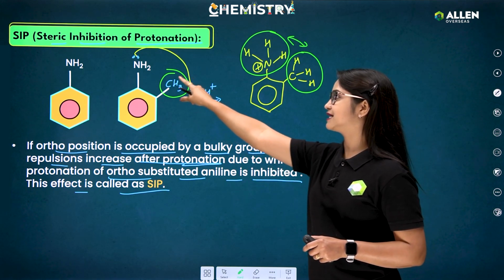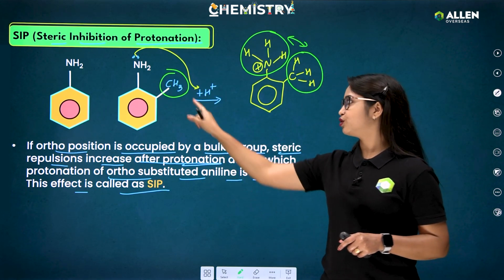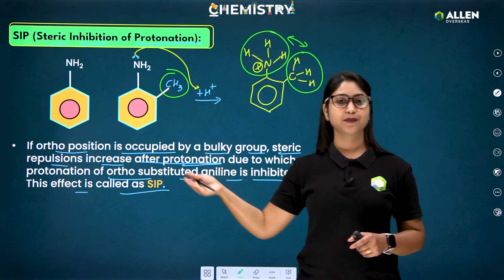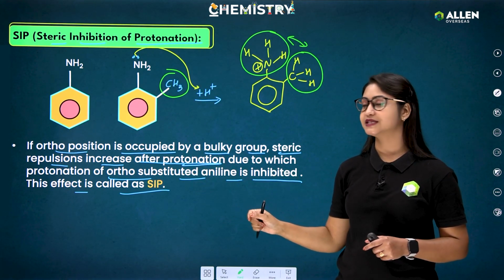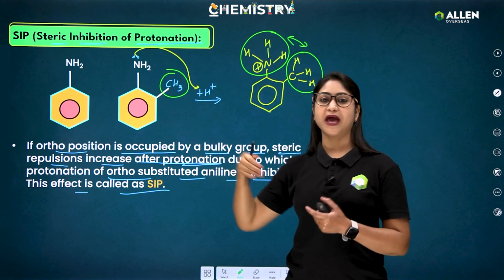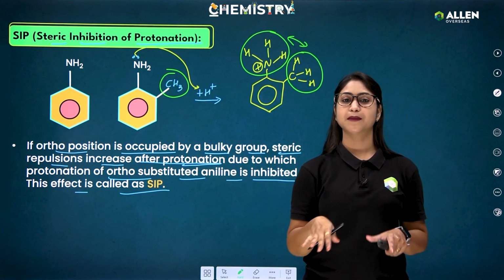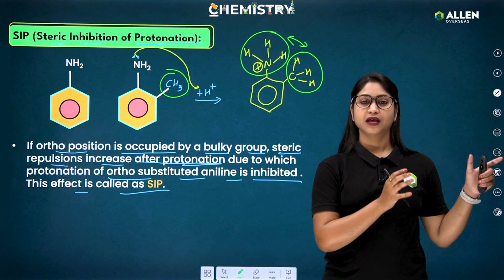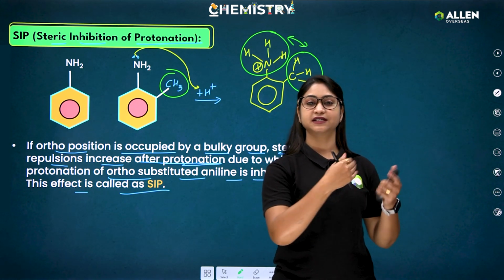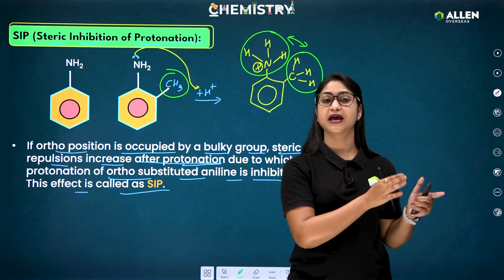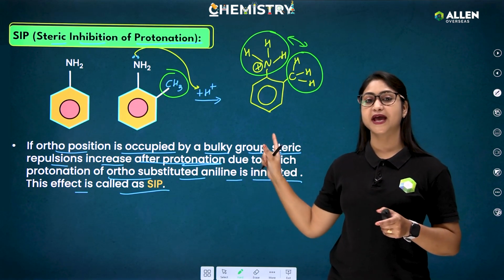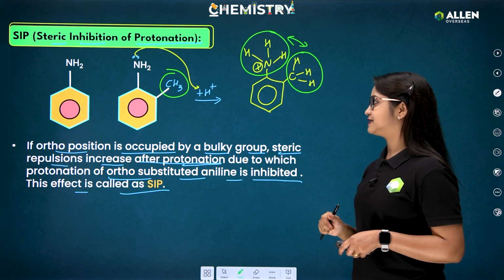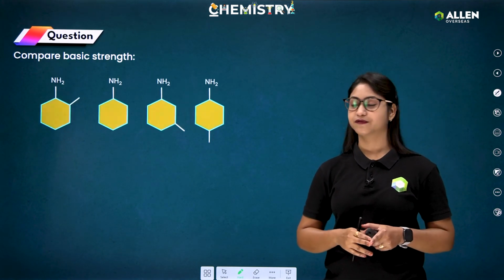And here the basic strength will decrease. Due to this repulsion, due to this SIP effect, NH2 will not donate the pair of electrons to the H plus ion. That means now it is not able to act as a base. So that's why basic strength decreases here. Okay. In case of benzoic acid, the acidic strength was increasing due to the SIR effect. But here due to the SIP effect, the basic strength decreases.